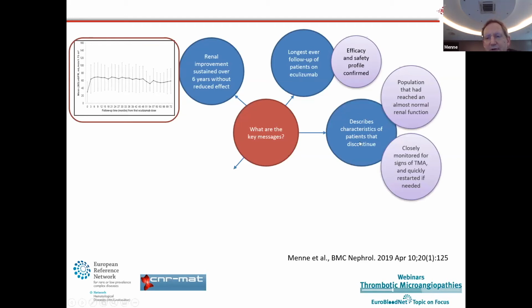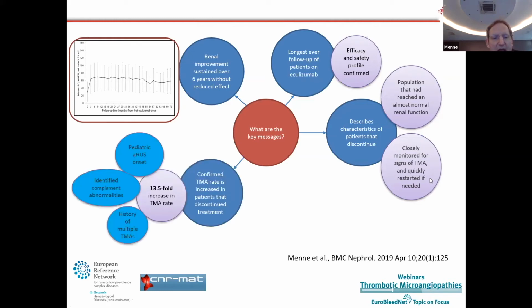When patients were discontinued, we looked at who these patients were. These were often patients who had already normalized their kidney function or had almost normal kidney function. And they were often also closely monitored for signs of TMA and quickly restarted if needed. So they were closely monitored, these patients. And what were the risks for relapse in these patients who were stopped? First of all, they had a 13.5 or higher TMA rate than the patients who continued treatment.